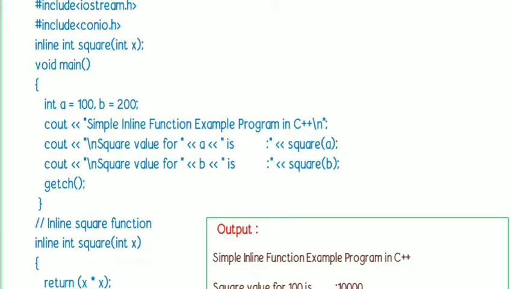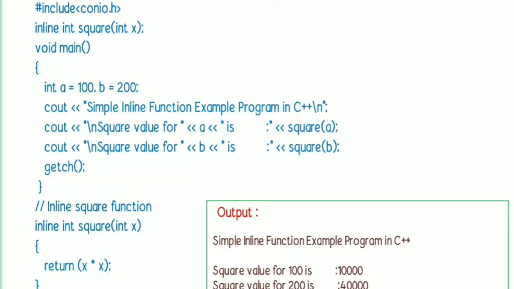In the main function, first it assigns a equal to 100, b equal to 200. Then you get the message "simple inline function example program in C++" as output. Then the square value for a is displayed: the value of a is shown, and the statement says a into a. So it multiplies the value a by a and produces a result of 10,000.